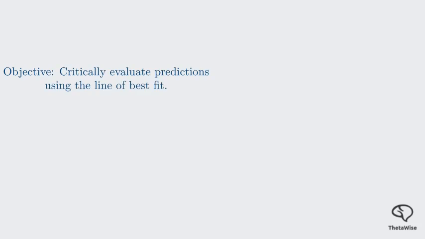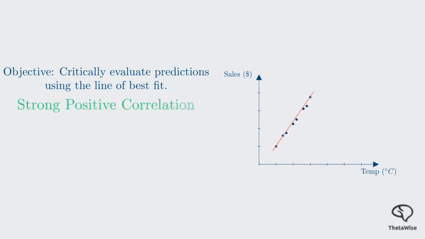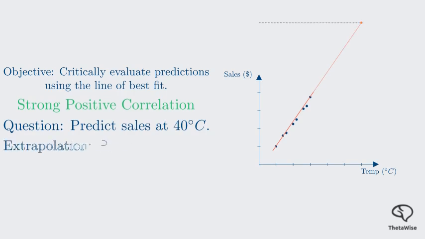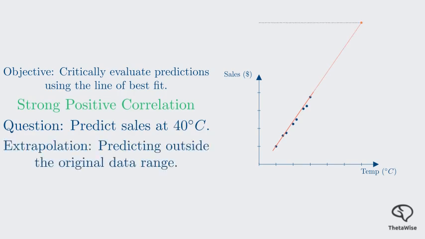Finally, let's look at a typical IGCSE exam-style question, and a common pitfall called extrapolation. In this example, we have data for ice cream sales when the temperature is between 15 and 25 degrees. The graph shows a strong positive correlation. The question asks us to use the graph to predict sales if the temperature reaches 40 degrees. If we extend our line all the way to 40 degrees, we are performing extrapolation. This means predicting a value outside the range of the original data.